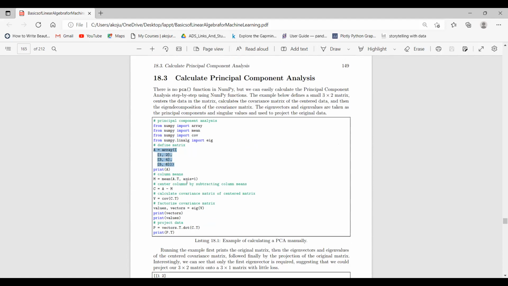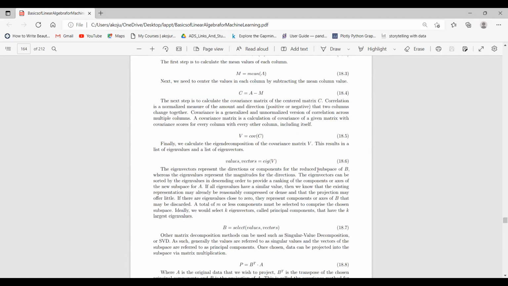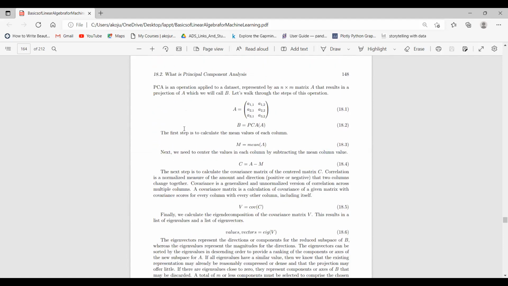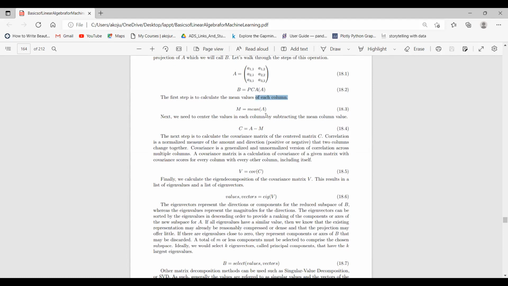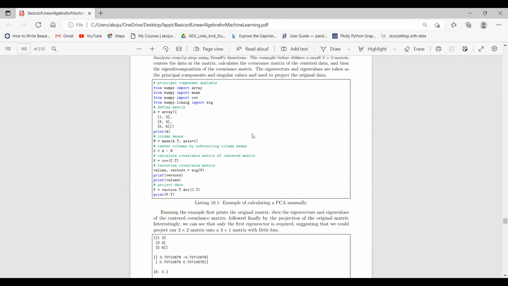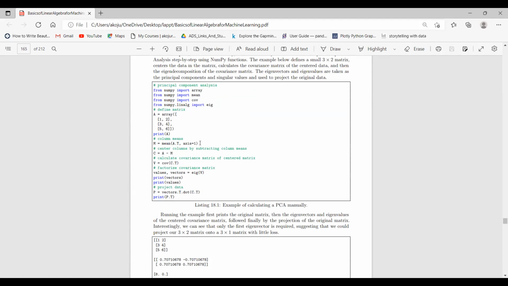M is equal to mean of A transpose with axis equal to 1, so we get M. Axis equal to 1 means we do the operation along the columns, because the first step is to calculate the mean values of each column. In Python, for selecting columns we use axis equal to 1. If axis is equal to 0, we are selecting the rows. We do not want the mean calculated over rows; we want to calculate along the columns.